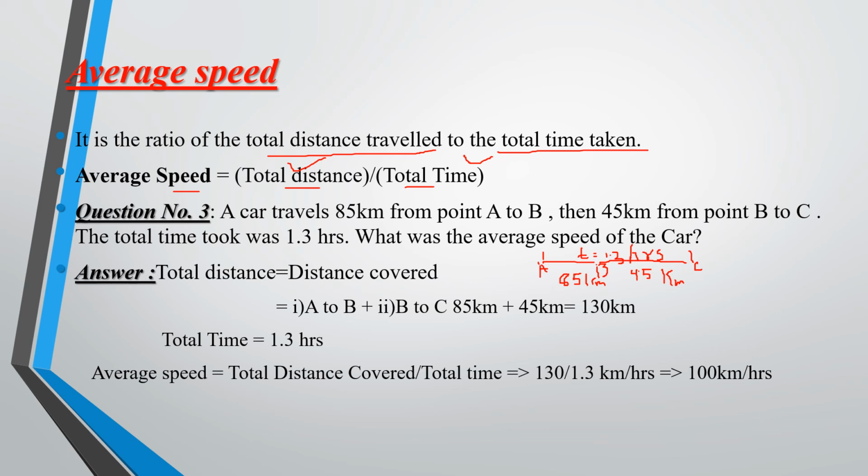So total distance covered from A to B is 85, and from B to C is 45. Then 85 plus 45 is what? 130 kilometer. The total time taken by the car is 1.3 hours. Then you can directly divide it. You will get 100 kilometer per hour. Got it?